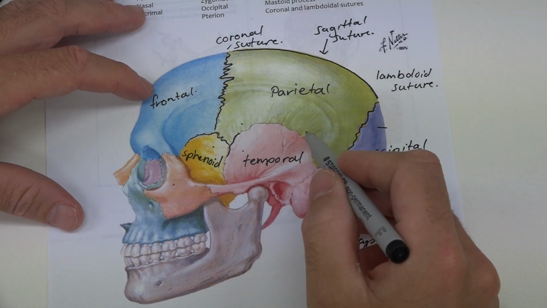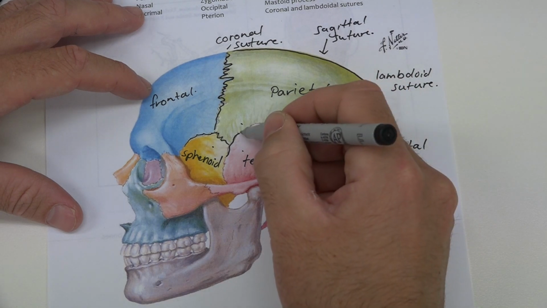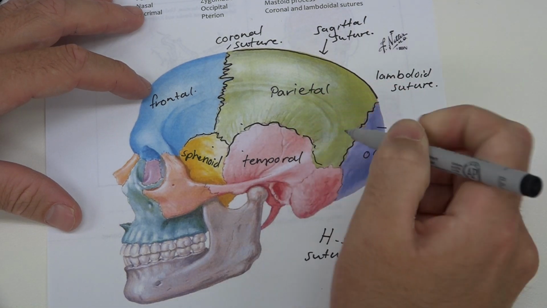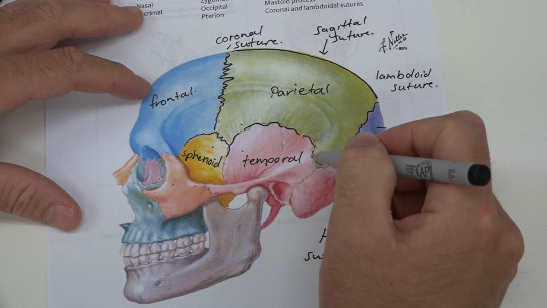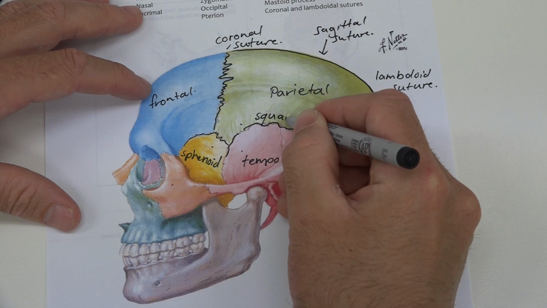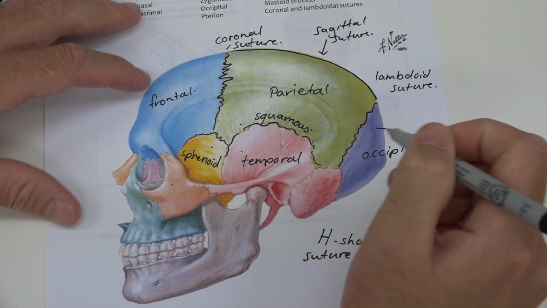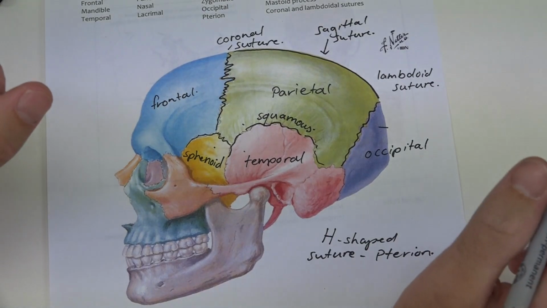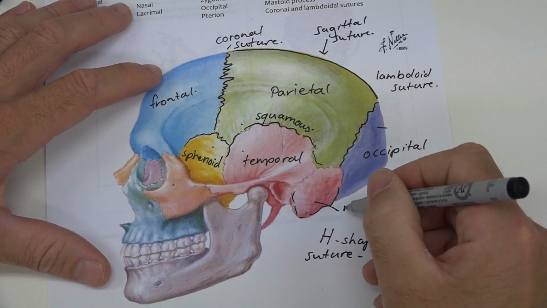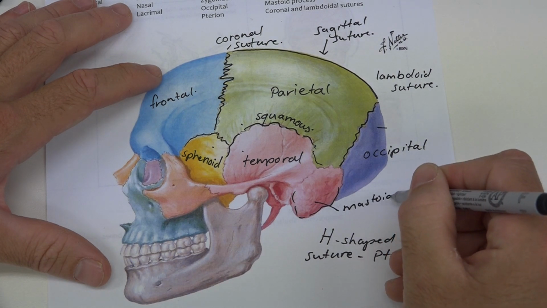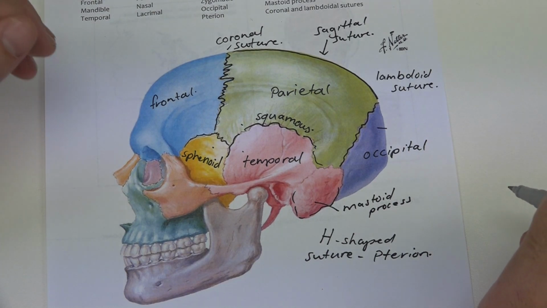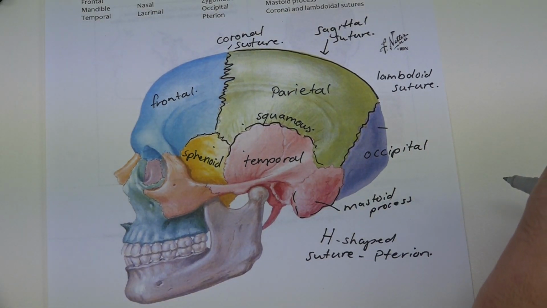Now on the temporal bone, if we look at this one, this suture coming around like this is between the smooth part of the temporal bone and the parietal bone. So we call this squamous suture because it's from the smooth part. This large bony prominence here is called the mastoid process of the temporal bone. And we have a big neck muscle that we'll talk about in the coming weeks, which attaches here.